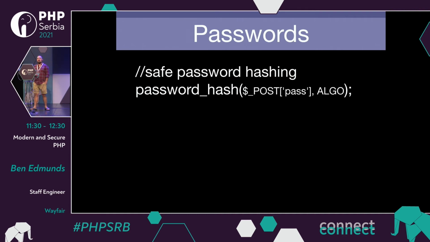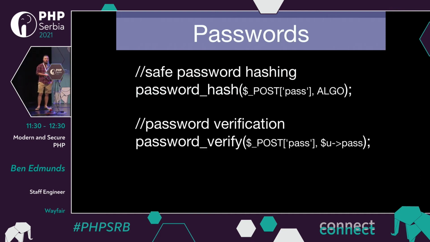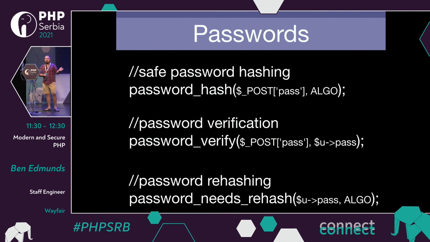There's also options for Argon 2, and that stays up to date automatically for you in the PHP core, so you don't have to worry about it. We had some other helper functions for this. So we had password_verify. password_hash hashes your password. password_verify will validate your plaintext password against your hash. And then password_rehash will check to see if you need to rehash that password.